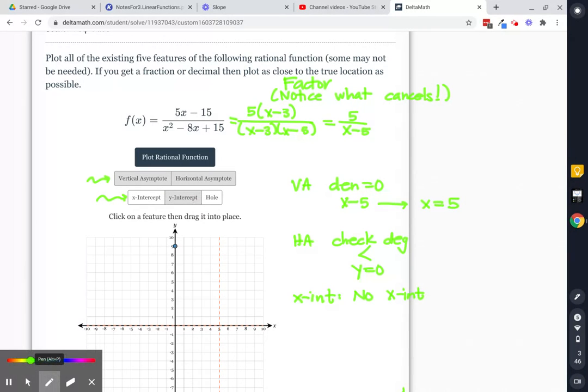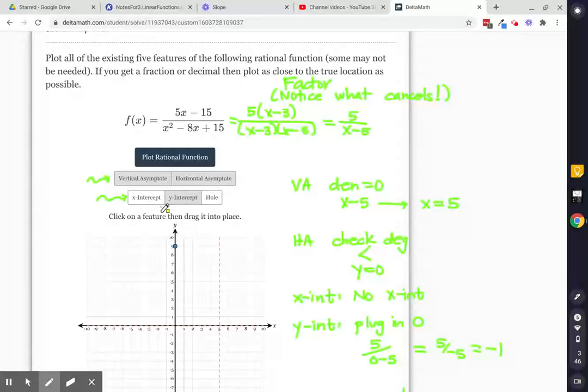Y-intercept. In this particular problem, the y-intercept comes from plugging in 0 for x. Notice we're using the same stuff we just did. We're just using a little bit to actually graph now. So 5 over 0 minus 5 equals 5 over negative 5 equals negative 1. So I need a point at 0, negative 1 on the y-axis for the y-intercept.